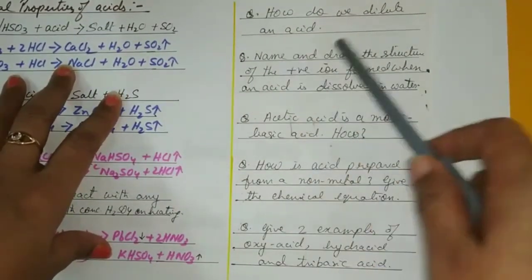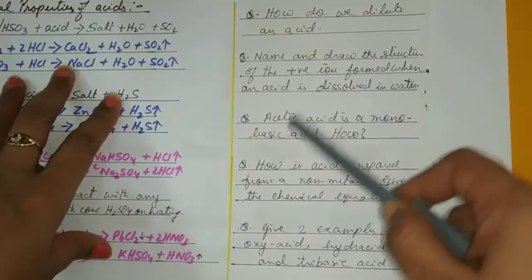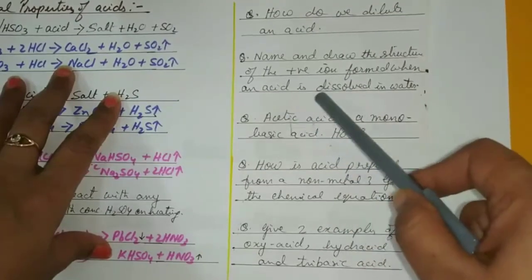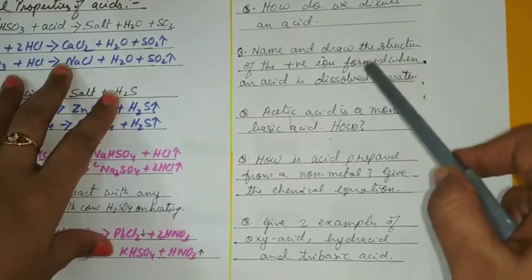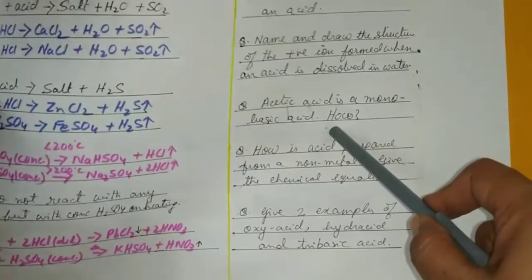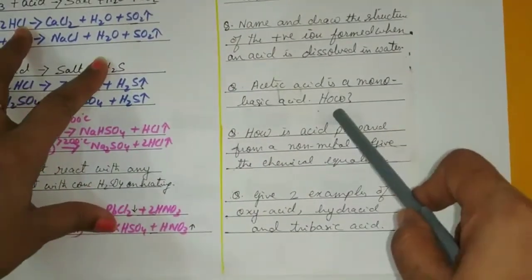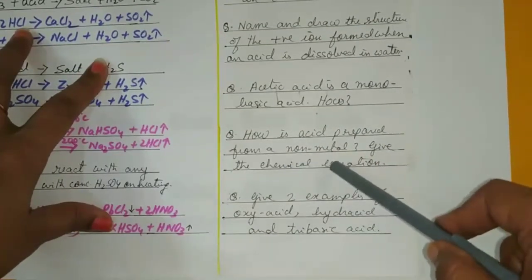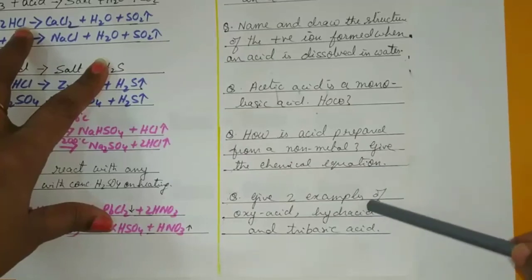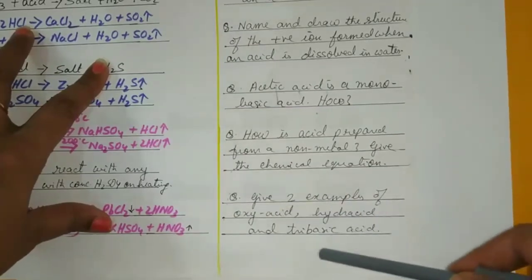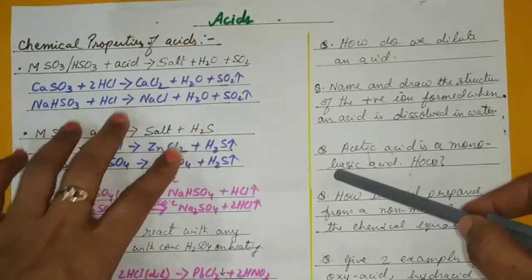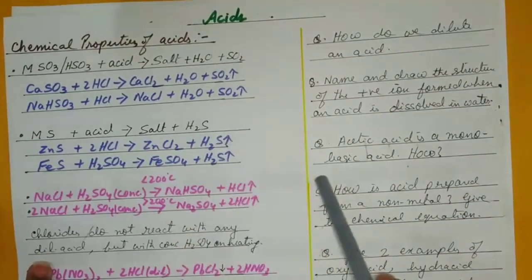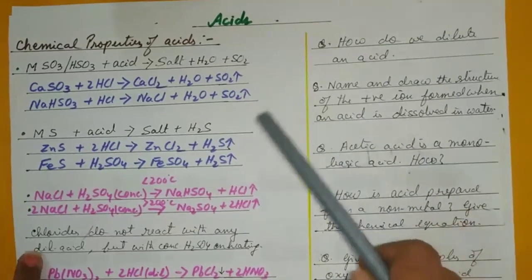How do we dilute an acid? We have discussed. Name and draw the structure of the positive ion formed when an acid is dissolved in water. I discussed in the first slide. Acetic acid is a monobasic acid. How? Done just now. How is an acid prepared from a non-metal? Give the chemical equation. Give two examples of oxyacid, hydroacid and tribasic acid. So this was all about acids, the properties, the preparations, the basic idea about chemistry and so on.